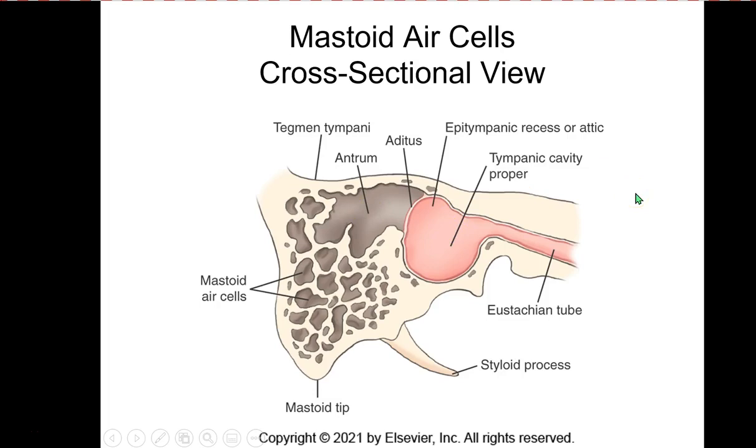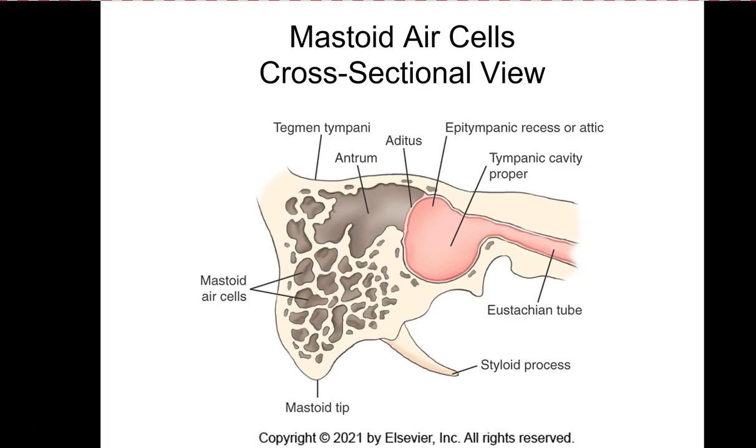The adytus connects directly to a large chamber within the mastoid portion of the temporal bone called the antrum. You can see that here. The antrum connects to the various mastoid air cells, which you see here. This communication, however, allows infection in the middle ear, which may have originated in the throat, to pass into the mastoid area of the temporal bone.